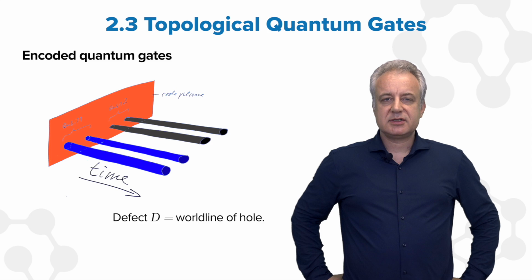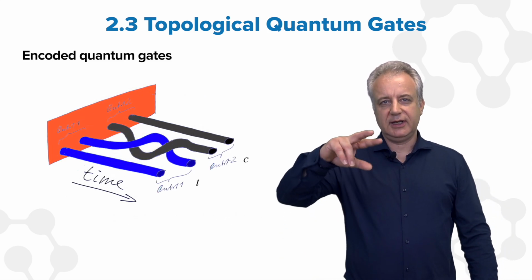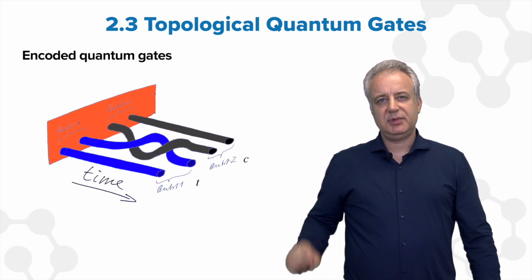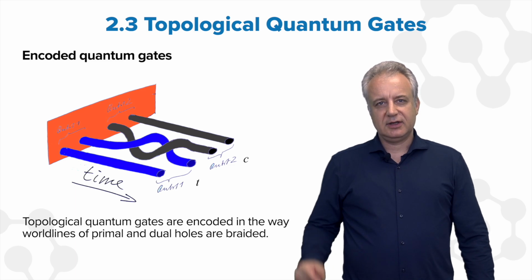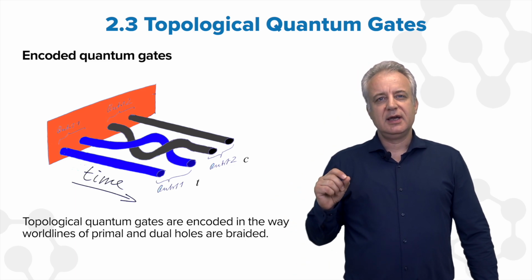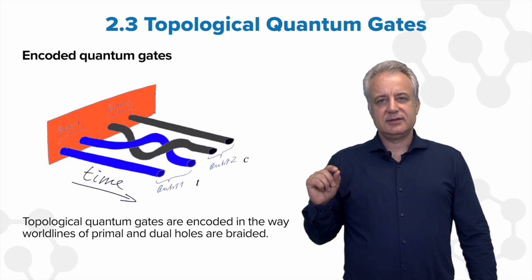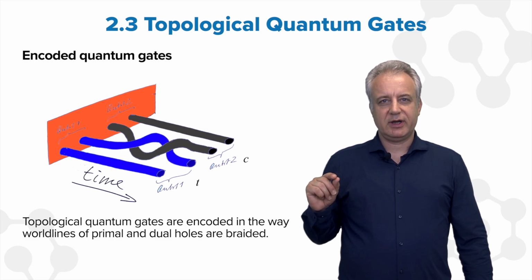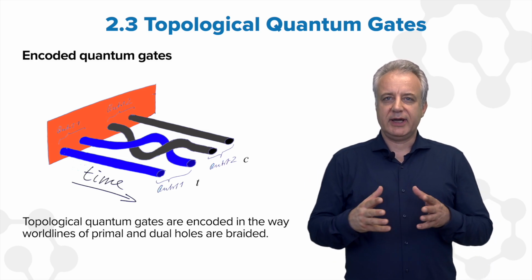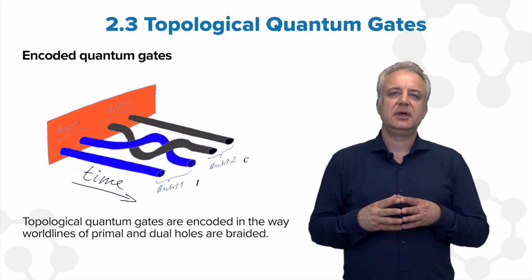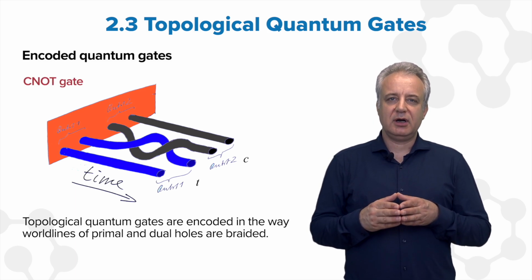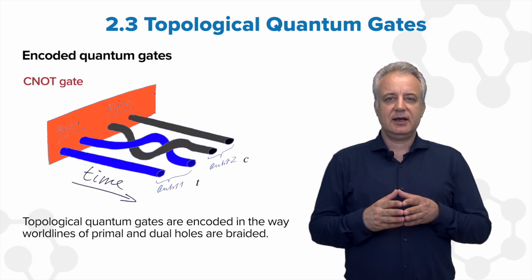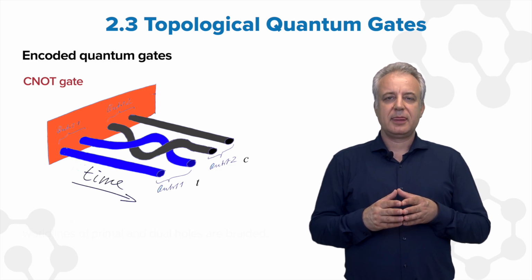All right, but now something does change. Suddenly, two of these defects are being braided. So it's a monodromy, in fact, so that every hole ends up in precisely the same place where it started. All right, so this, I claim, is a CNOT gate on our two encoded qubits, and I want to show to you why this is so.